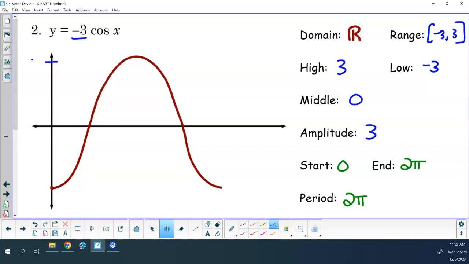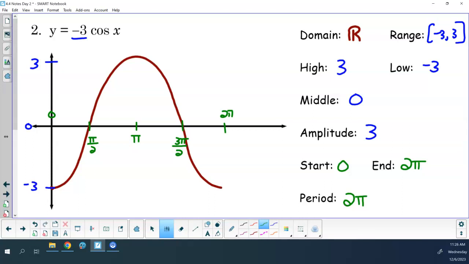Which means we're up to 3, middle is 0, and we're all the way down to -3. Which means horizontally, we're at 0, end at 2 pi, halfway would be pi, halfway would be pi over 2, other halfway would be 3 pi over 2. Okay? So it should look like that.